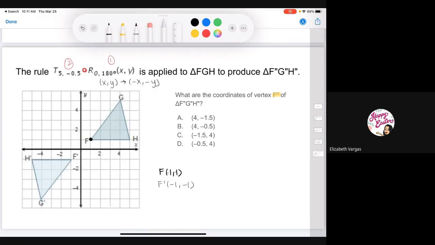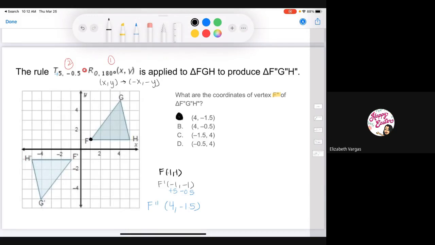Okay. Now I want to apply my second transformation, which tells me to add 5 to x and subtract 0.5 from y. So if I add 5 to x, subtract 0.5 from y, adding 5, so -1 plus 5 is 4. -1 minus 0.5 is -1.5. So that means my F double prime is at 4 and -1.5, which is answer choice A.